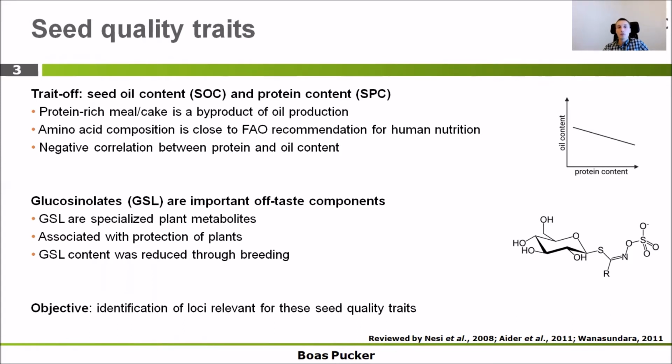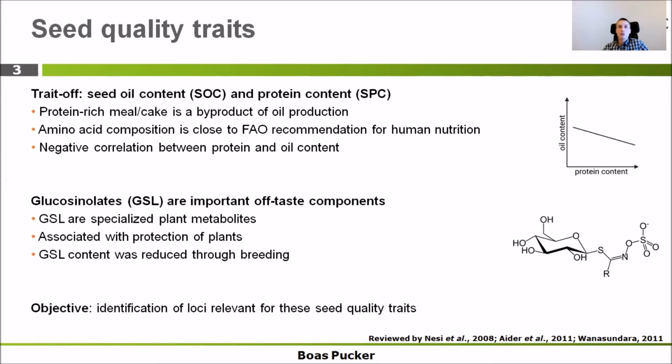But there is, of course, a problem. There are many off-taste components in rapeseed that prevent the use for human nutrition. And among them are glucosinolates, the second focus of this talk. Glucosinolates are important off-taste components and are produced by the plants to protect them against herbivores and other pathogens. And of course, the GSL content was already reduced through breeding, but understanding the molecular basis of these biosynthesis pathways will help to improve the crops even further.